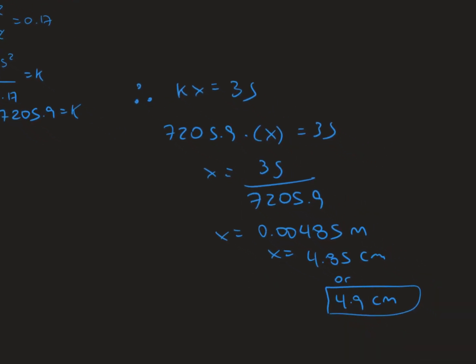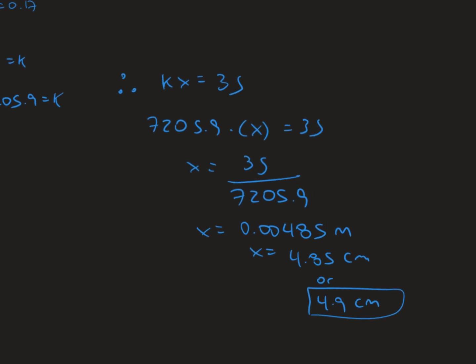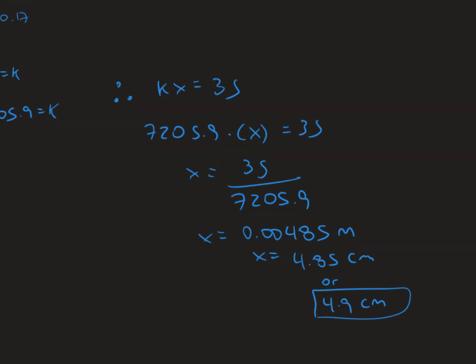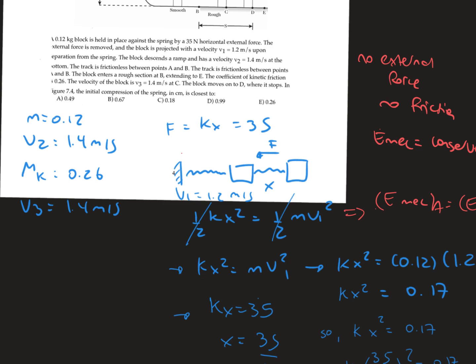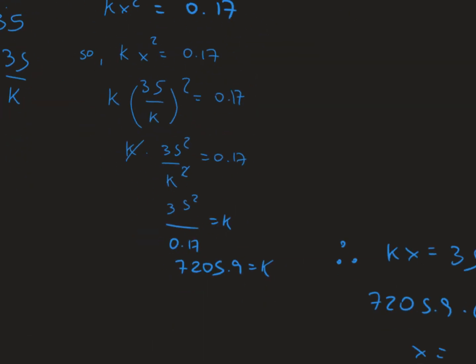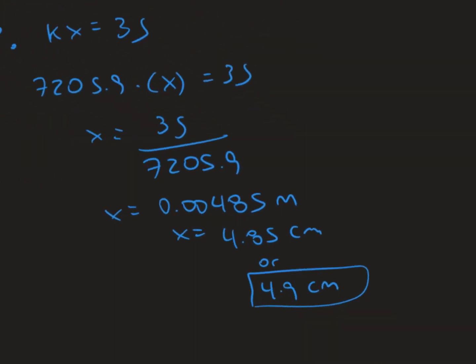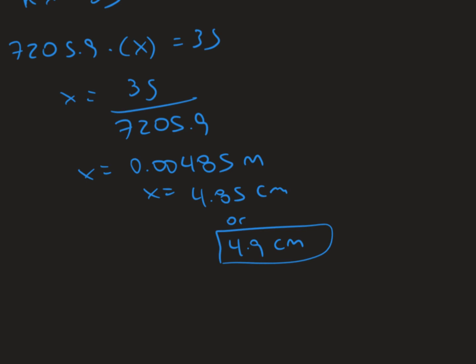To find x, which is what we're asking in this question, we just have to use k times x being equal to 35. So x is going to be 35 divided by 7,205.9, and that's 0.00485 meters. But the question is asking us to find the initial compression of the spring in centimeters, so we convert it to 4.9 centimeters.